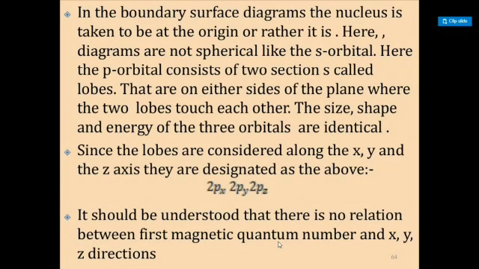The diagrams for p orbitals are not spherical like the s orbital. Here, the p orbital consists of two sections called lobes. They are on either side of the plane where the two lobes touch each other. The size, shape and energy of the three orbitals are identical. Since the lobes are considered along the x, y and z axes, they are designated as 2px, 2py and 2pz. It should be understood that there is no relation between the magnetic quantum number and the xyz directions.